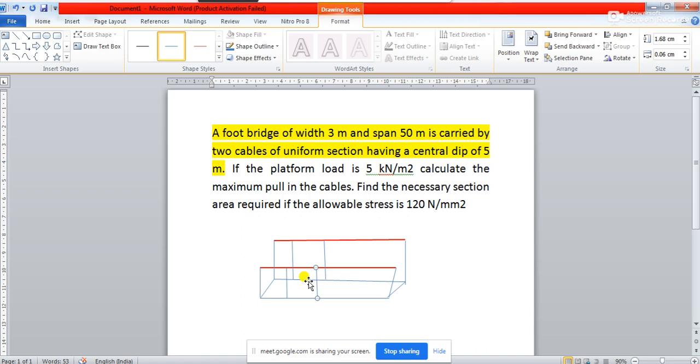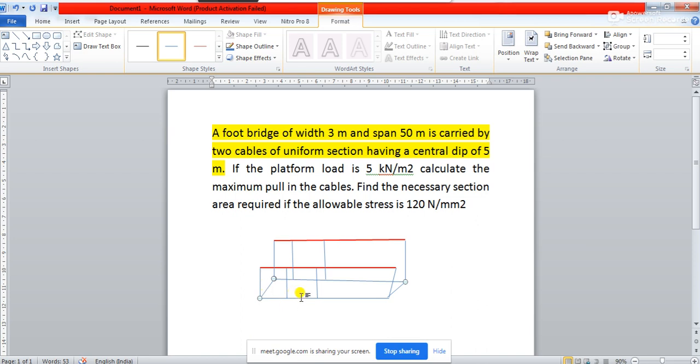In the problem it is given, a footbridge of width 3 meters. So what is the width of the footbridge? Where is the footbridge? Actually see, this is your footbridge. The footbridge is nothing but this one. I'll just show you this footbridge.